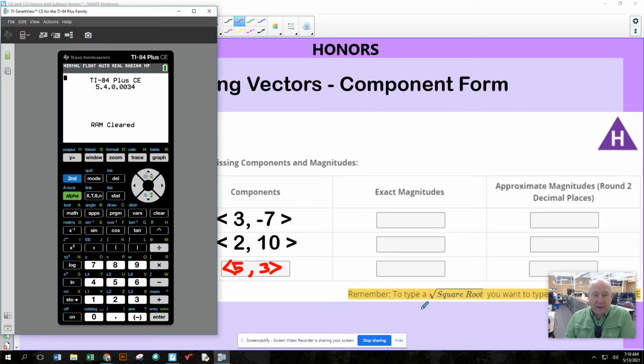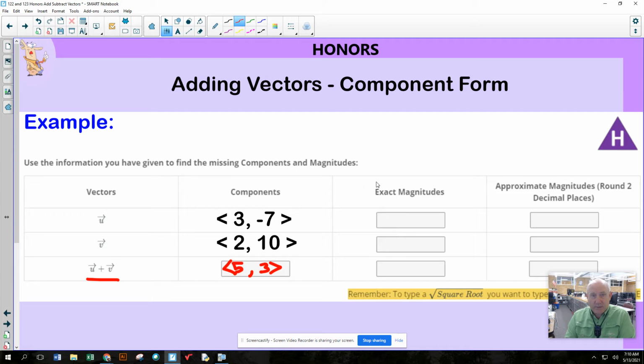Okay, so to find the exact magnitude of the first vector, I'm going to type in 3 squared plus -7 squared, which gives me 58. So over here, we put the square root of 58.